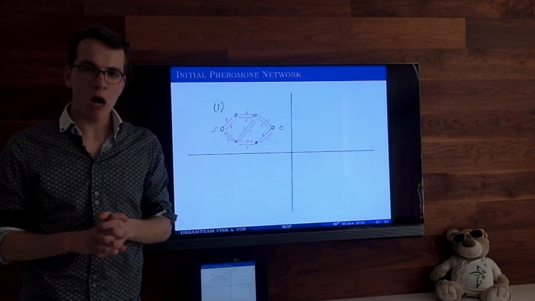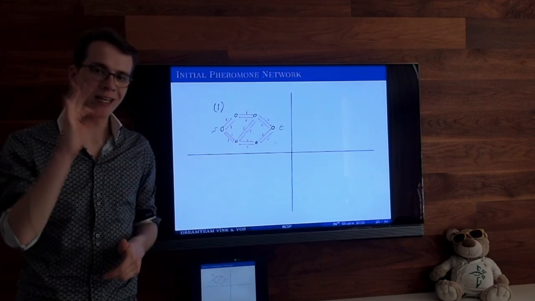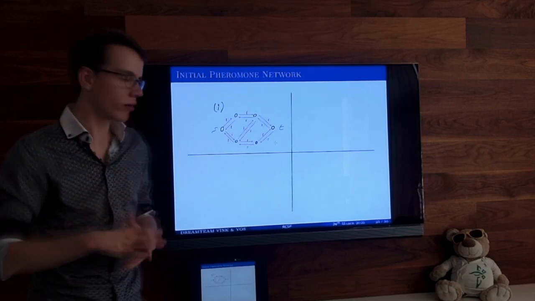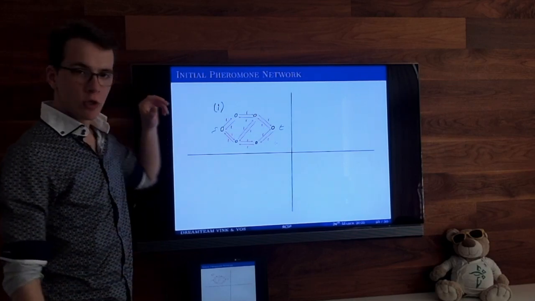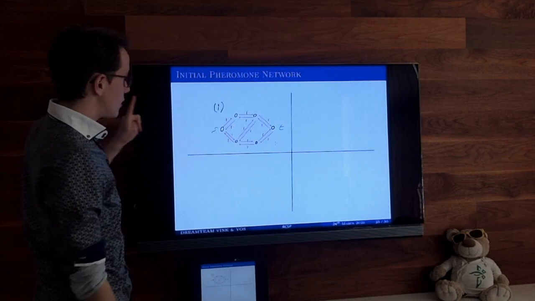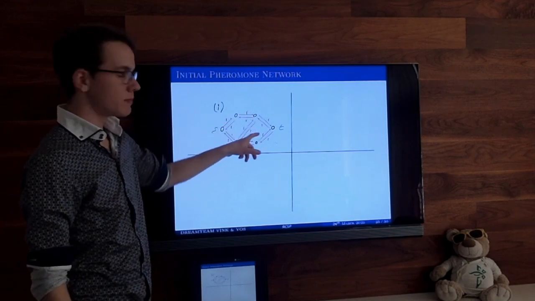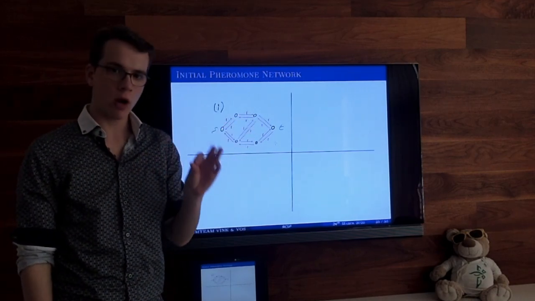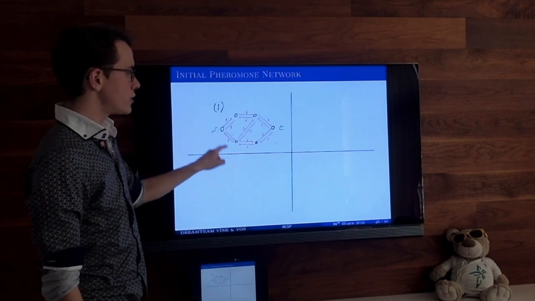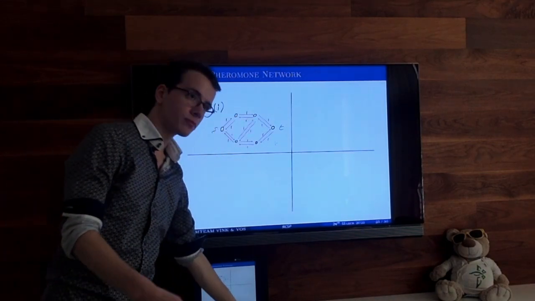So let's have a look. How exactly do we create our initial pheromone network? We do it in 4 steps. The first step is on all arcs, because pheromones are put on arcs. On all arcs, we just put one pheromone.